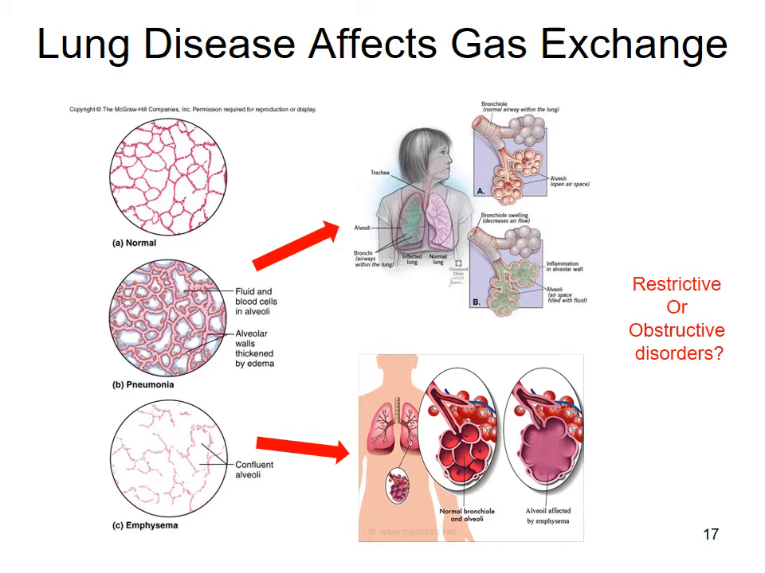Hopefully, we all went with restrictive. Because once again, restrictive means that there's something happening at the lung and the alveoli level, something that will severely hinder the compliance or gas exchange.